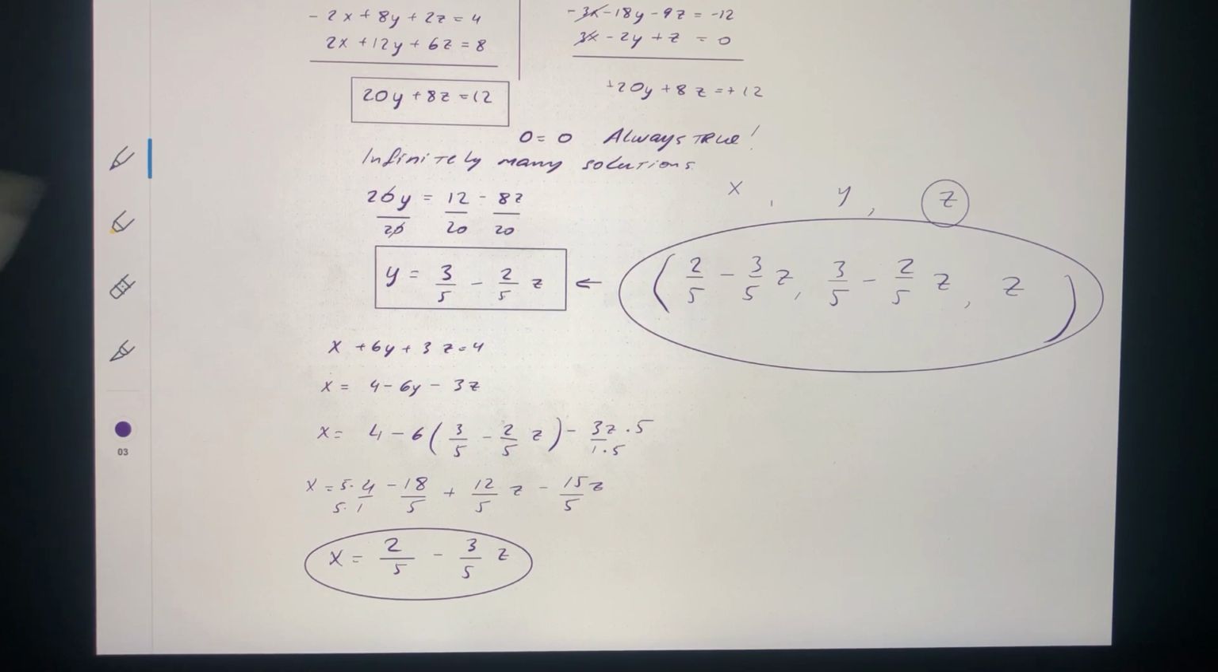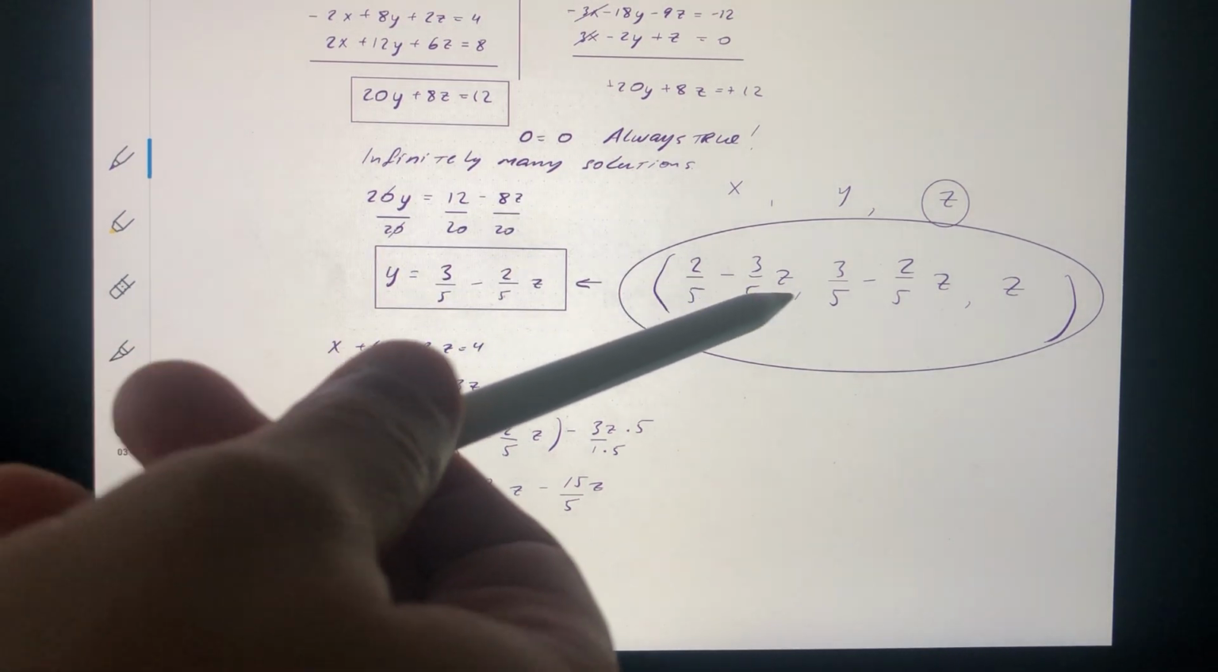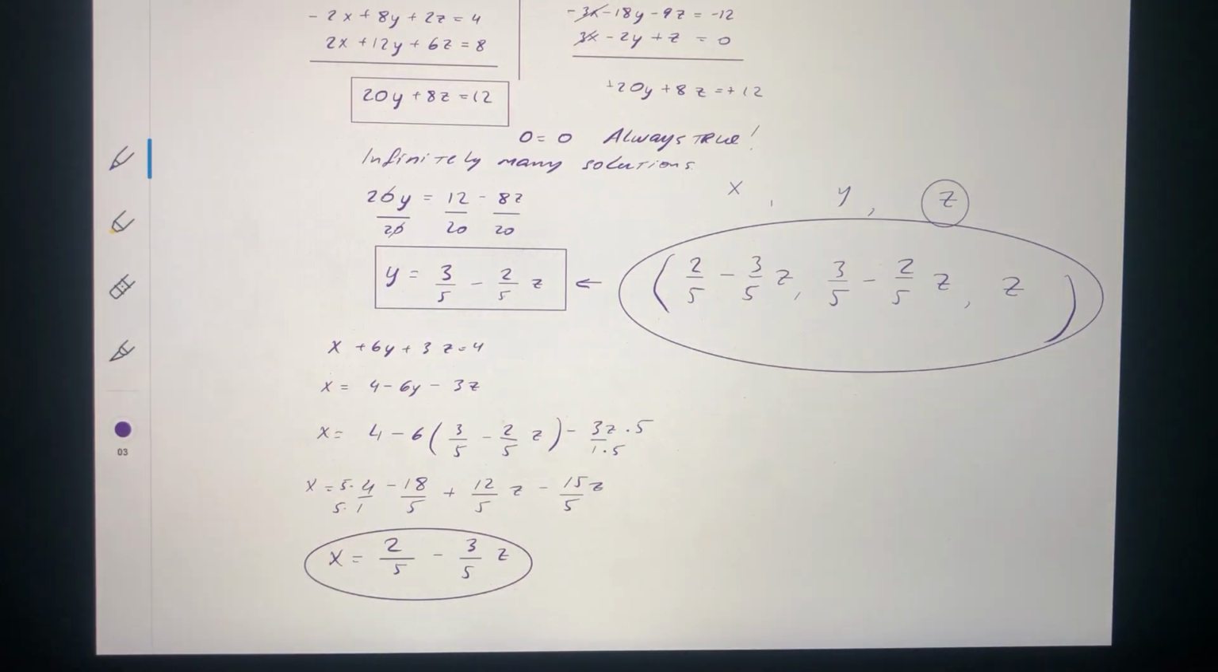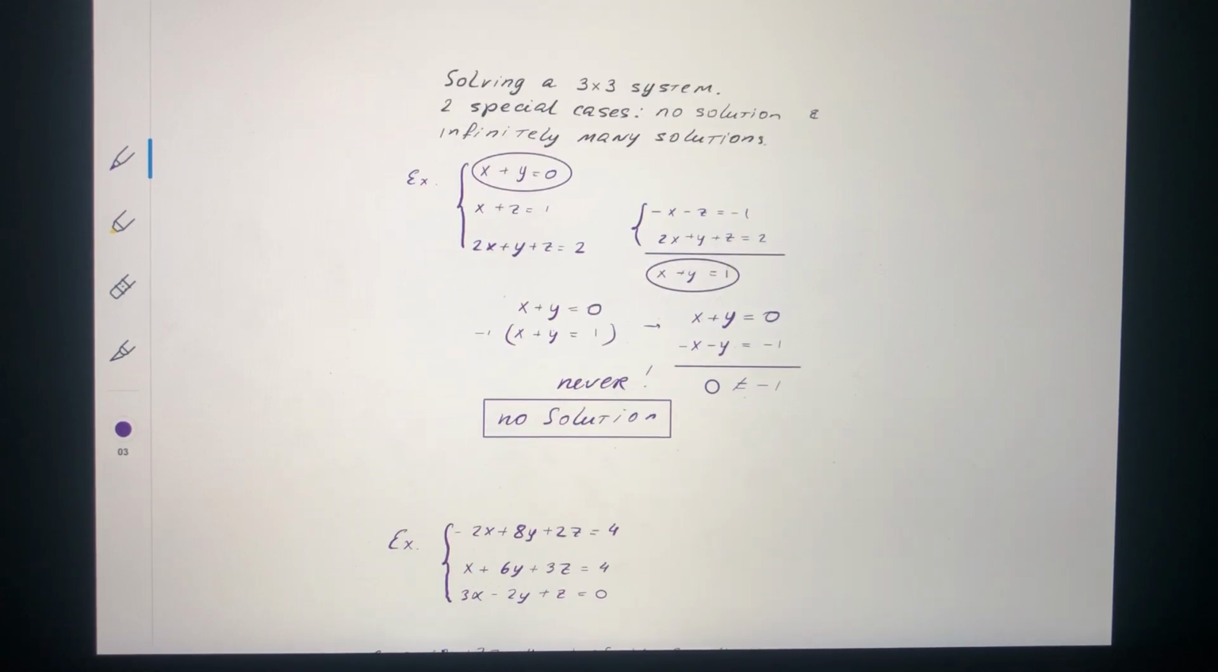We can also solve for a different letter and we'll have different expressions, but they will describe the exact same points. And that is how to solve the two special cases, one with no solution and one with infinitely many solutions. If you have any questions, please let me know.